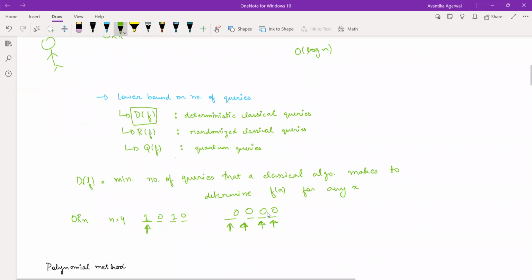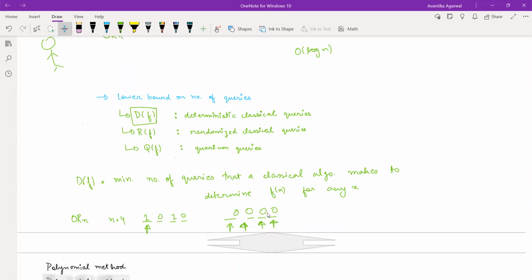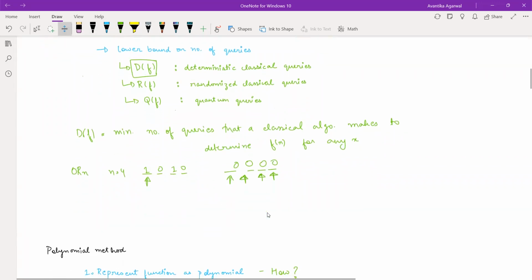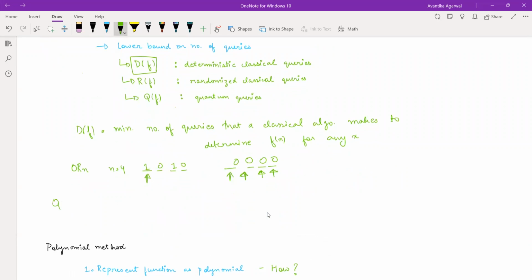So if the deterministic query complexity makes sense, then the next query measure that we would like to define is QF, which is basically the quantum analog of this deterministic query complexity. So here again, the minimum number of queries that a quantum algorithm needs to make to determine f(x) for any x.